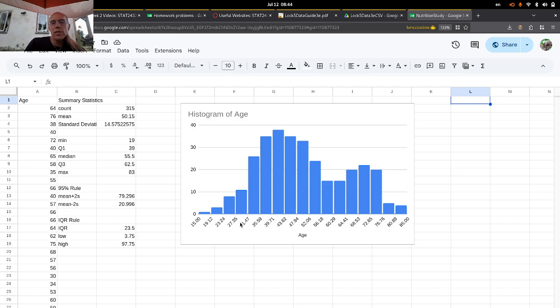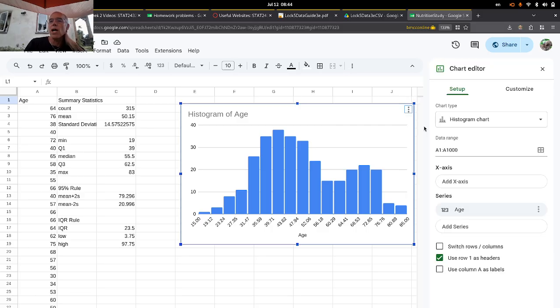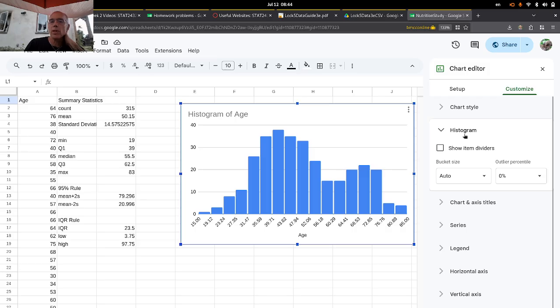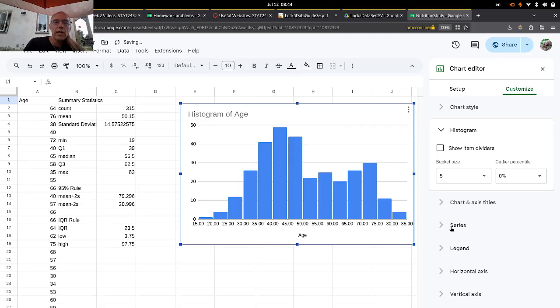And again, first histogram, usually Excel and Google do a poor job, so let's fix that. Those numbers on the bottom are not nice. We want nice numbers, so we're going to customize the histogram, and let's see if we go from 15 to 85. Let's try jumping by 5. Yeah, that's all right. Not too many, not too few. I'll take it. Histogram of age.